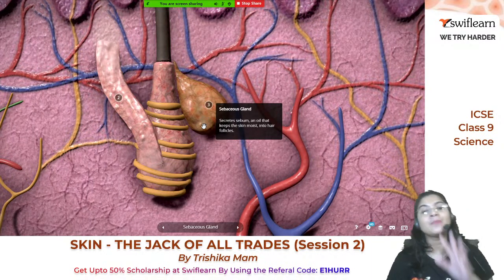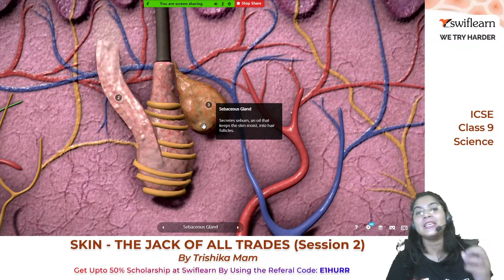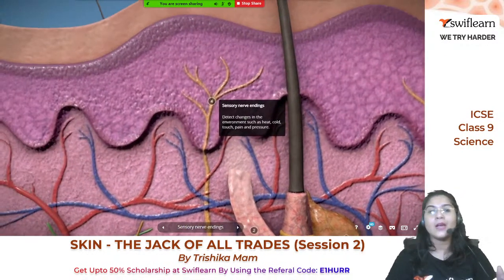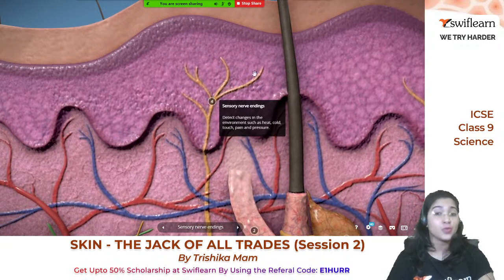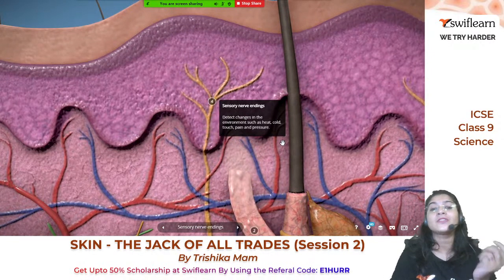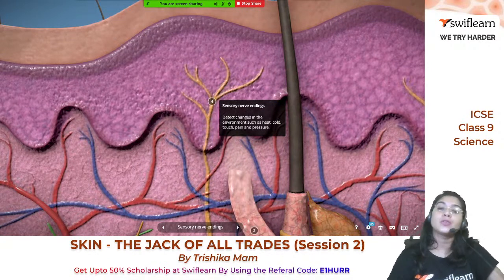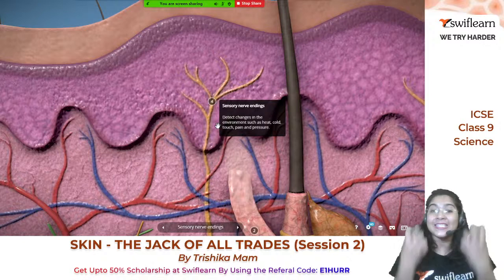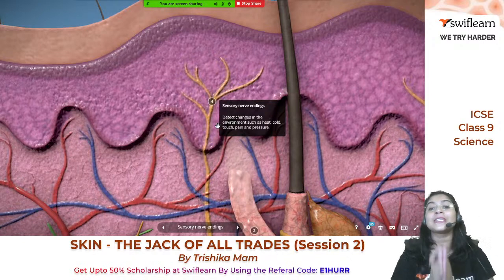Okay, so it basically prevents the skin from totally drying up. Now, coming to the fourth thing that is also very important, that is the nerves, the sensory nerves or the sensory neurons. The sensory nerves are made up of sensory neurons, which will accept or receive the different impulses.